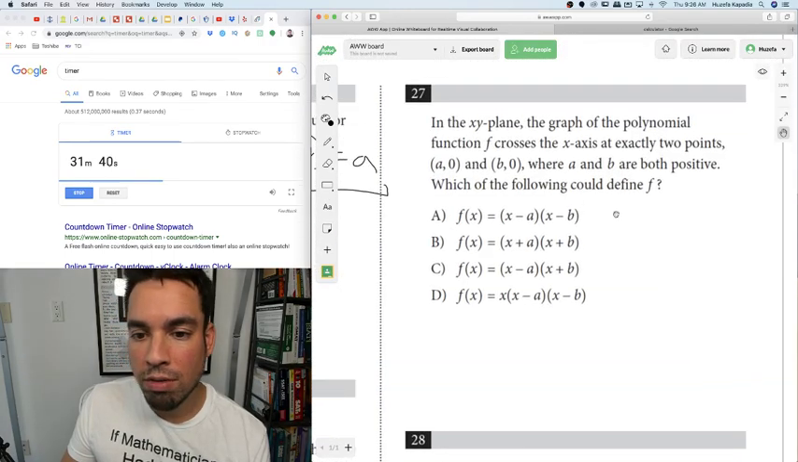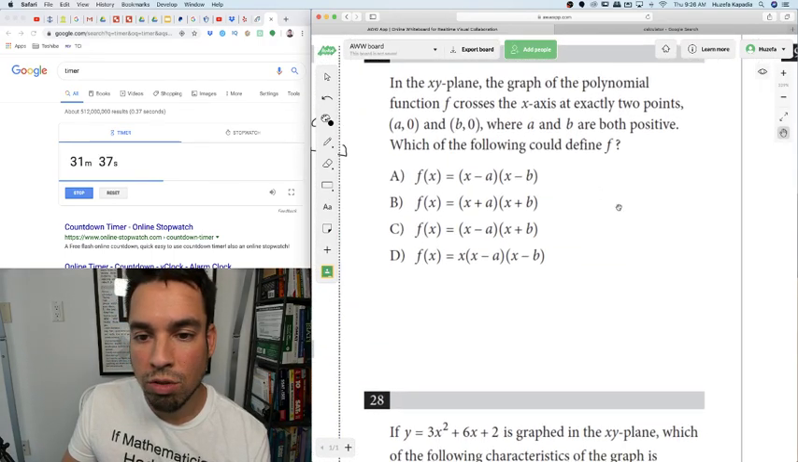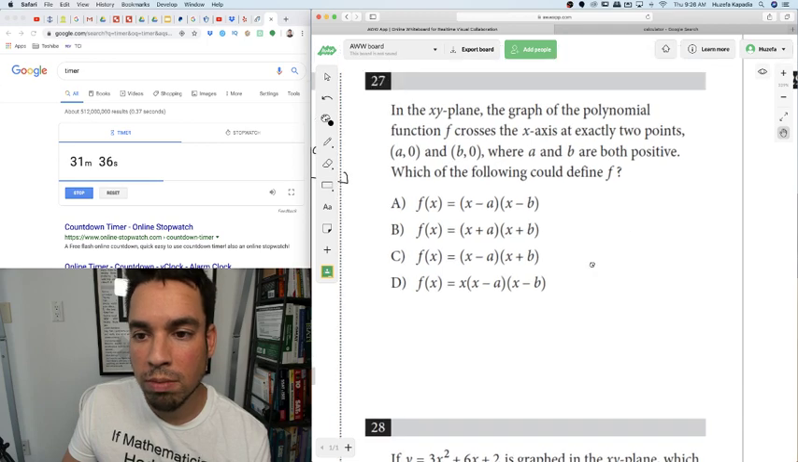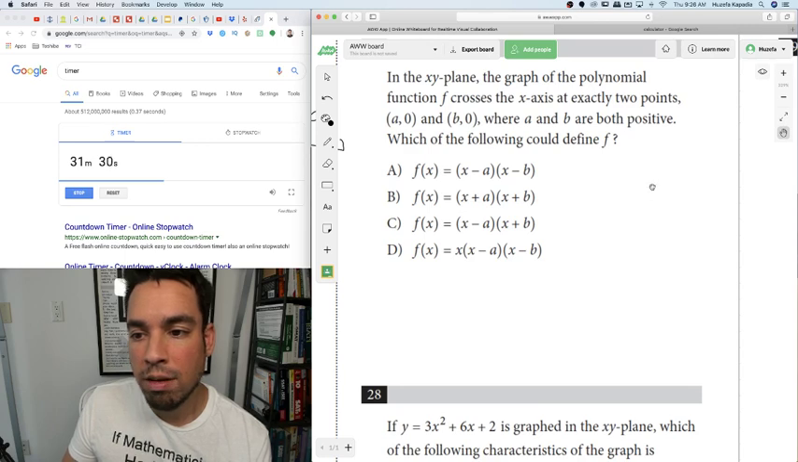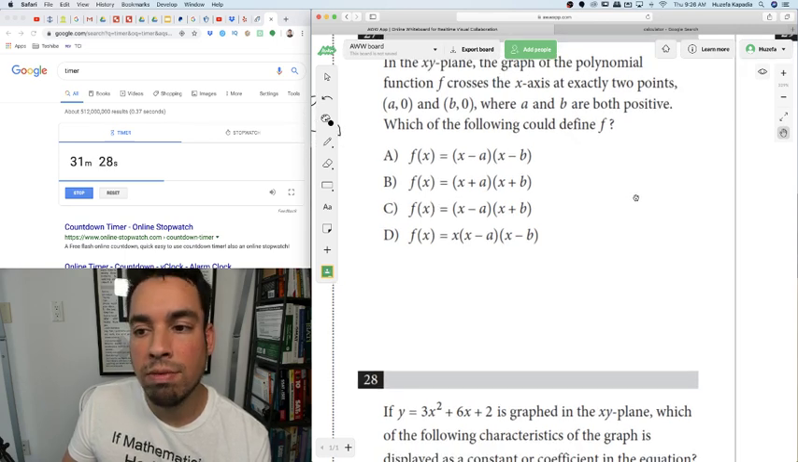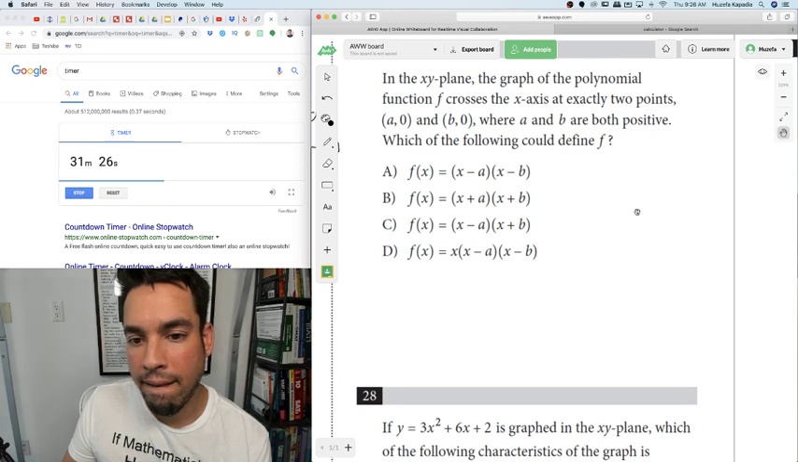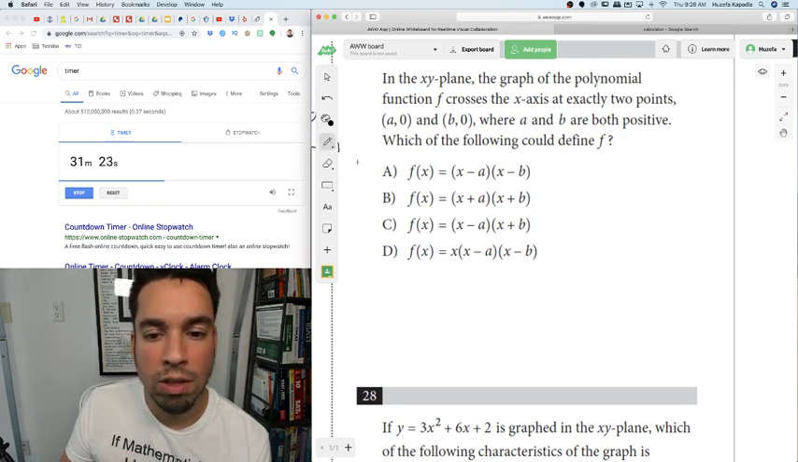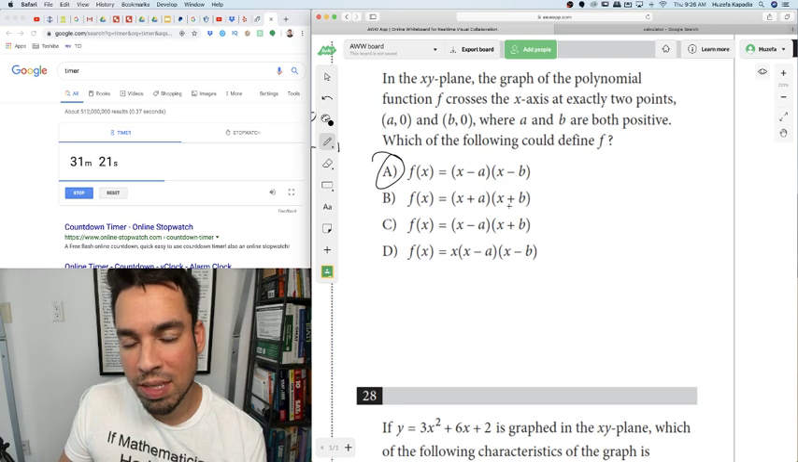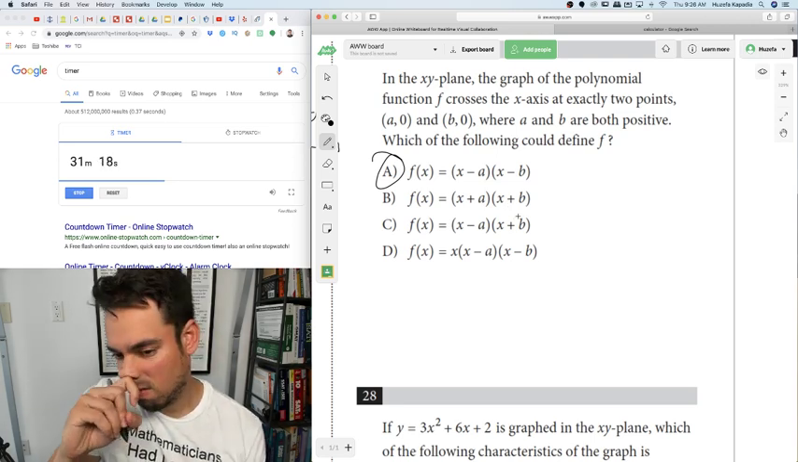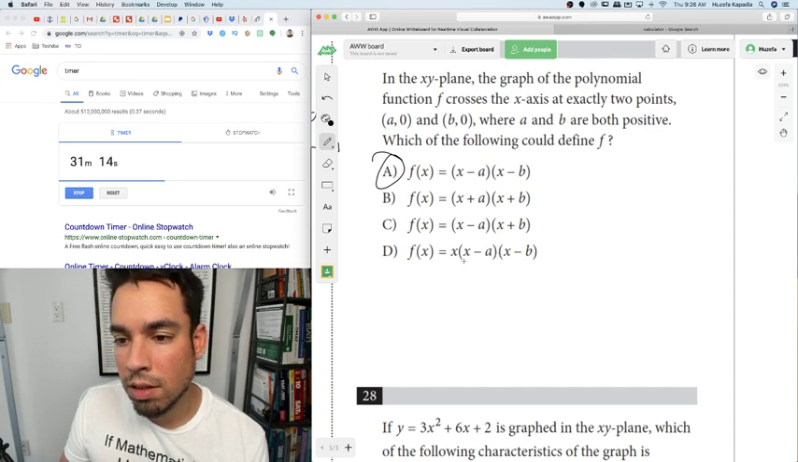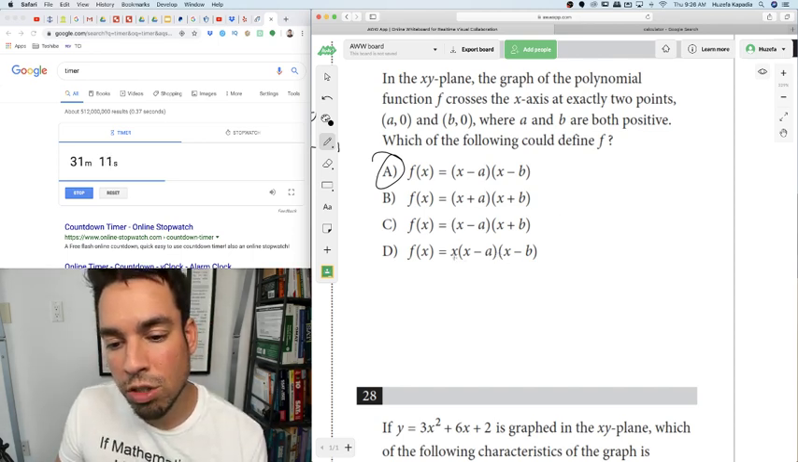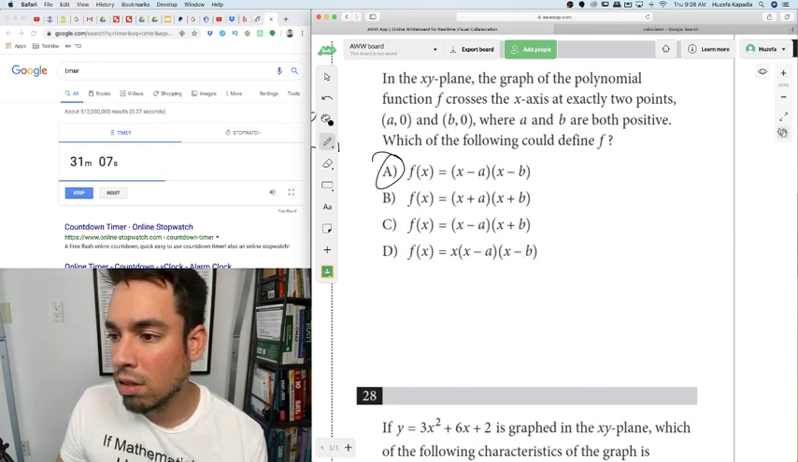27. In the xy-plane, the graph of the polynomial function f crosses the x-axis at exactly 2 points. Boom and boom. Wait, is this related to this? No. Where a and b are both positive. Which of the following could define f? It's this one. Here, a and b would be negative. Wait a minute. Yeah, this is wrong because this would be 3 zeros. It would be 0, a, and b. This would be a negative b. Yeah, so it's A.